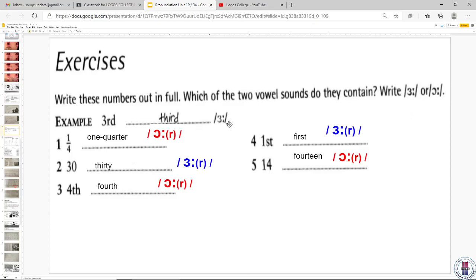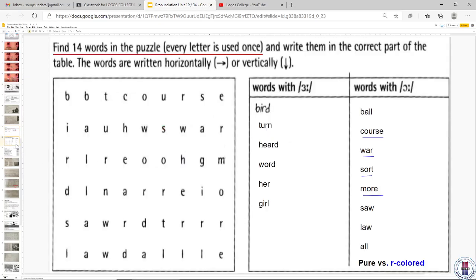Is it the sound or or? Third, all right? This is third, has a sound. This is one fourth. One fourth is one fourth, or one fourth has an or sound. Of course, this is thirty, has a sound. This is spelled or pronounced fourth, has an or sound. This is first, has the sound. Fourteen has the or sound. This you can also do if you want.